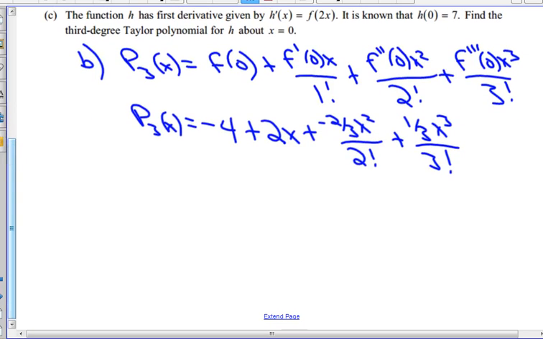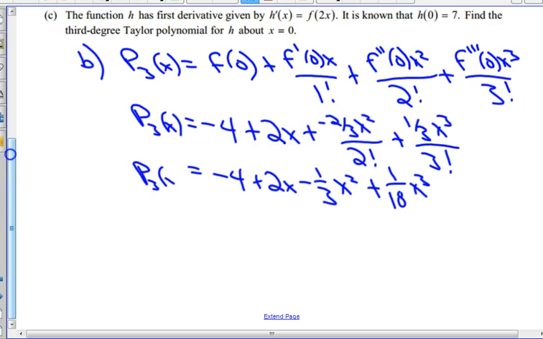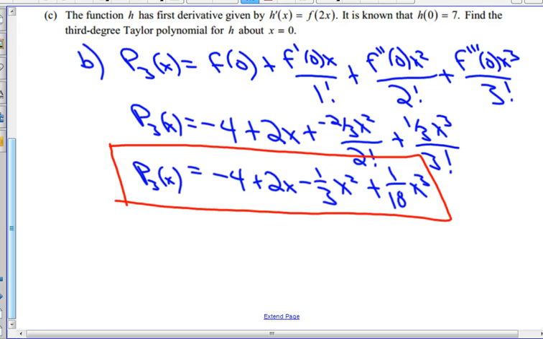So we simplify that to -4 plus 2x minus, reduce that fraction, you get 1/3 x squared, plus 3 factorial is 6. So you get 1/18 x cubed. There we go. There's P3 of x. Very, very straightforward. When you look at some of the homework problems you guys have been doing, this is a little bit easier. Maybe it's a lot easier than the homework problems you've been doing. All right, we've got that.